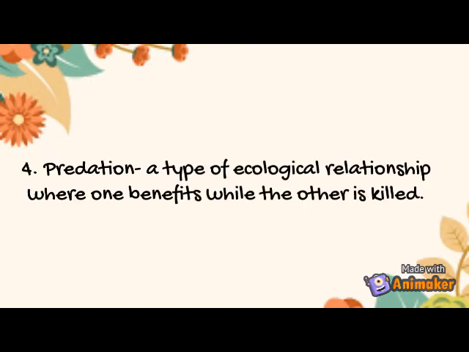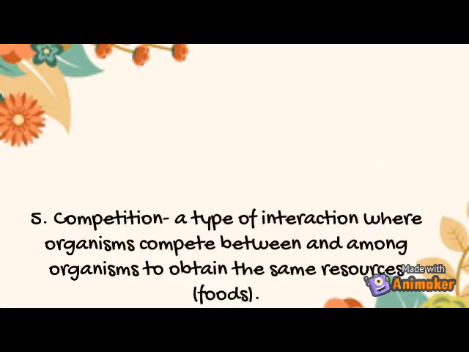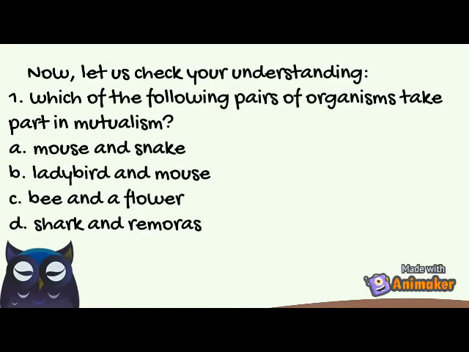4. Predation, a type of ecological relationship where one benefits while the other is killed. 5. Competition, a type of interaction where organisms compete between and among organisms to obtain the same resources, the foods. Now, let us check your understanding.